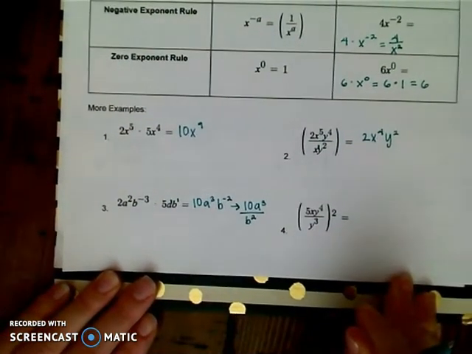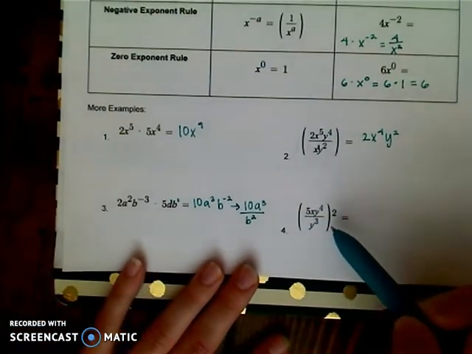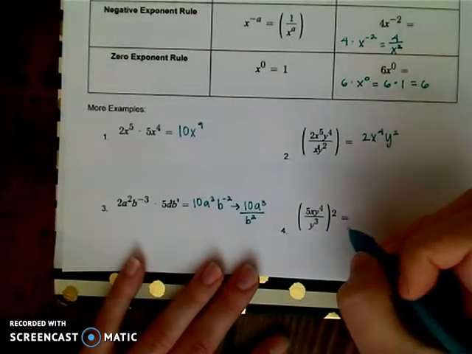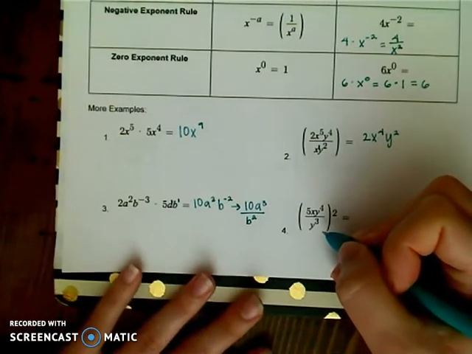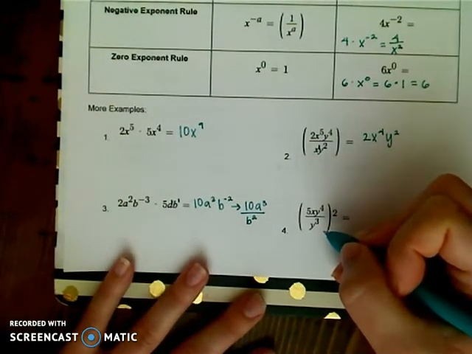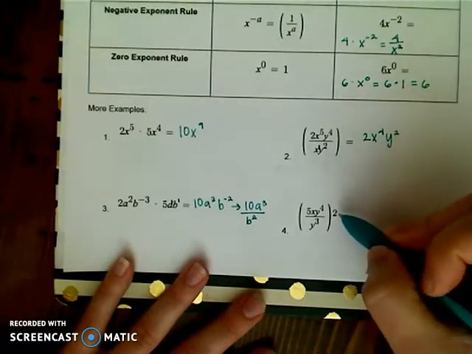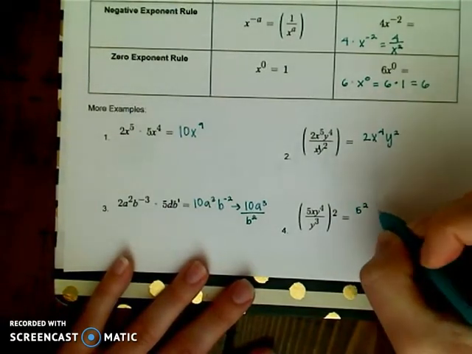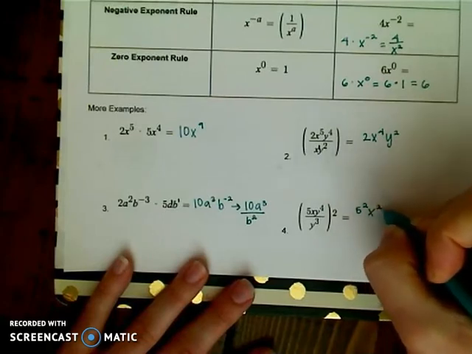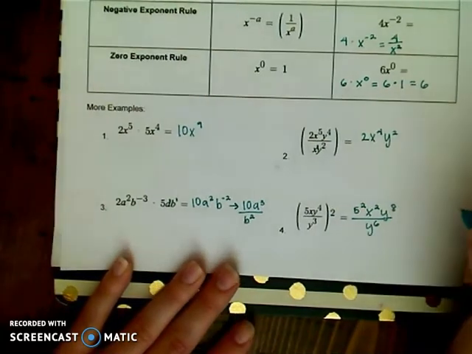And last but not least, example number 4. Looking at this one, I see the power rule. I also see the quotient rule. And once again, it doesn't matter which one you want to apply first. That's your choice. I'm going to apply the power rule first. So that's going to give me 5 squared x squared y to the 8th over y to the 6th.